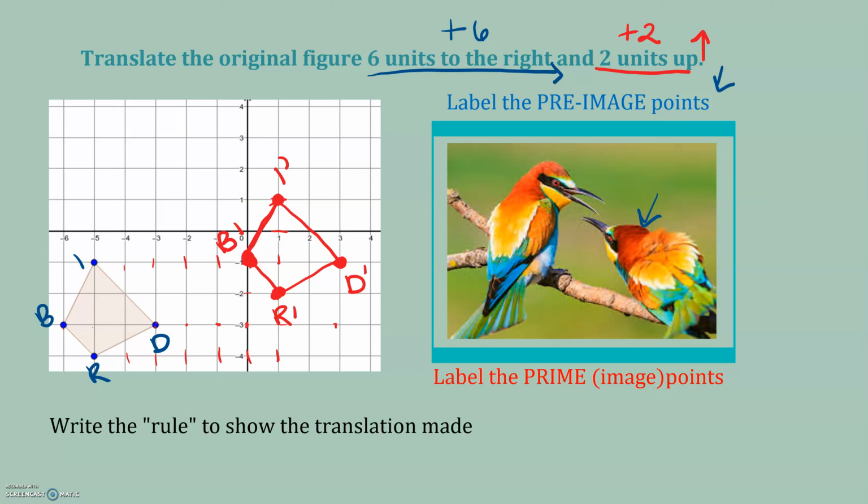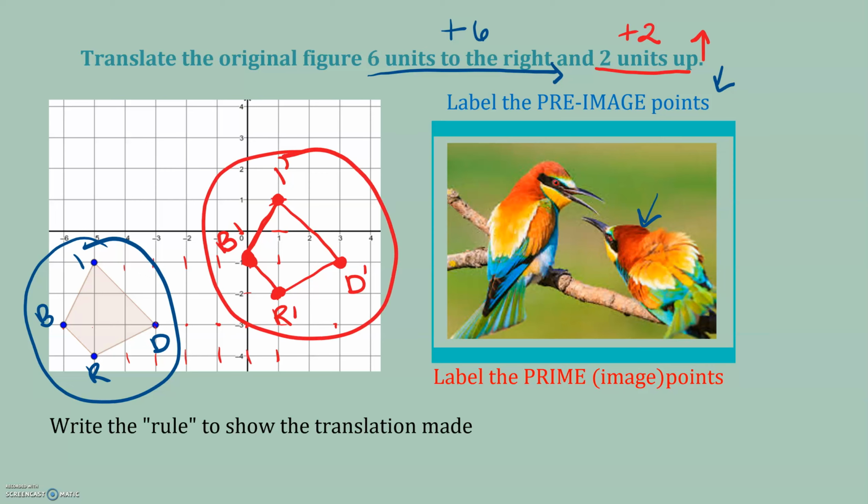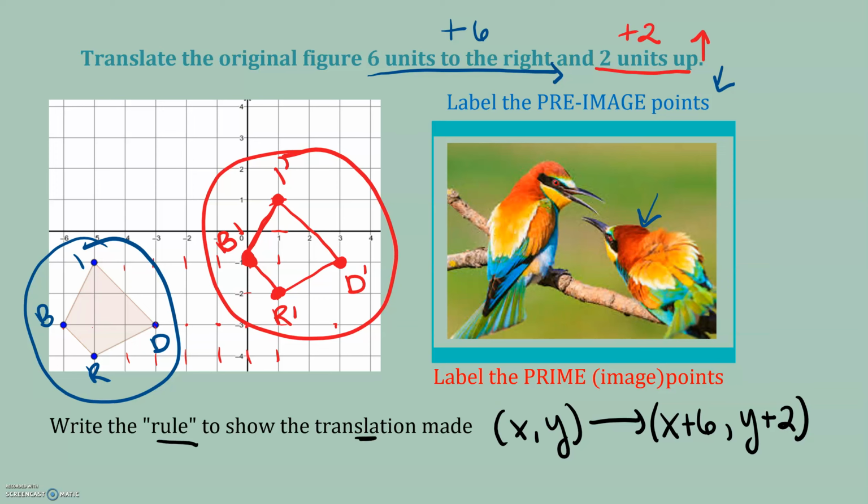So what I have done is I have taken this original figure, my original trapezoid that I labeled BIRD. I legitimately picked it up and moved the whole thing over point by point. I moved it to the right 6 and up 2. So the rule that I used is I took any x, y coordinates and I moved, so that arrow means moved, those x coordinates I added 6 and those y coordinates I added 2. That's my rule that shows my translation.